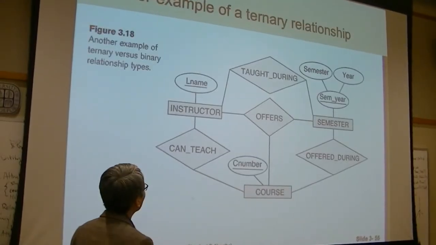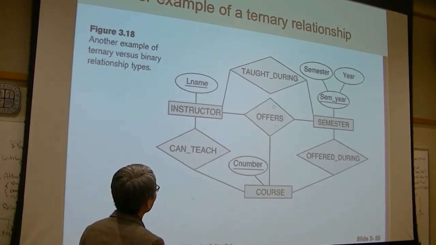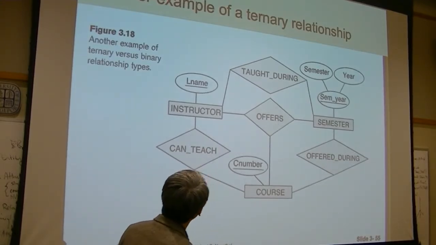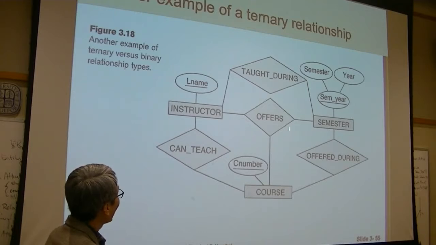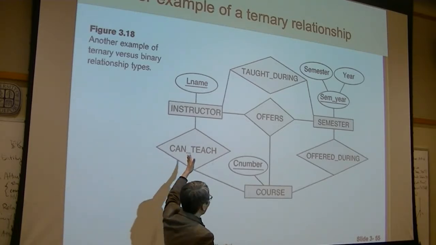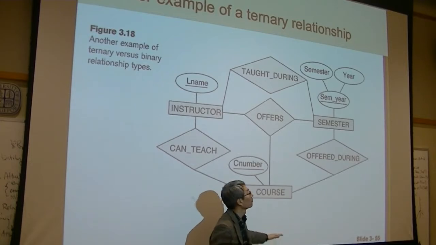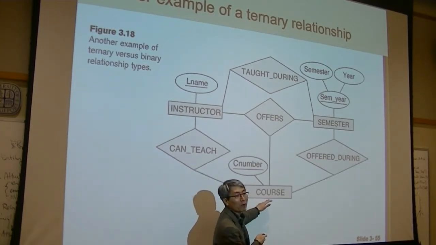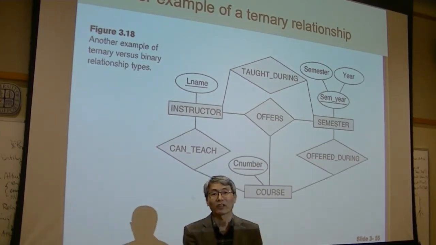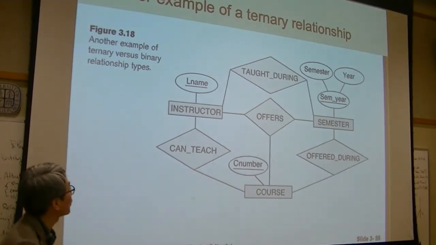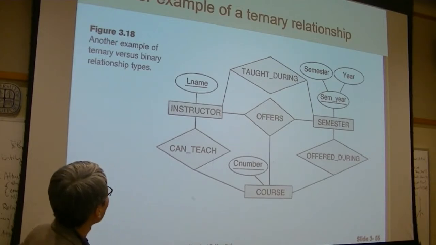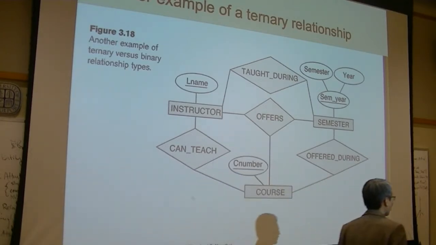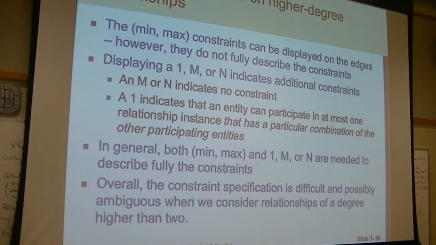So to avoid that, this is another example: the instructor offers the course for the specific semester. If we do not have this, an instructor can teach many courses, but they will not all be offered. Some of them are offered, some of them are not. Okay, so it's different. We will see such an example, how to deal with it when we create a relational database model later. Okay, so that is the end of chapter 3.